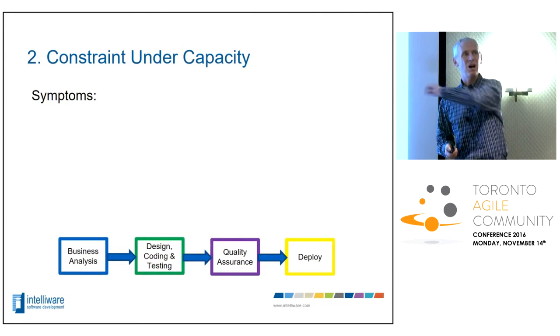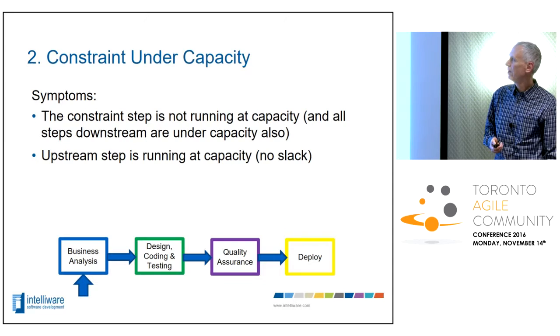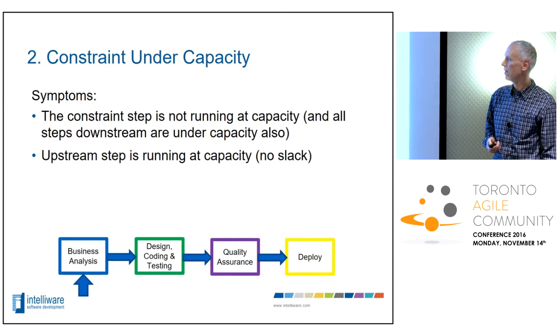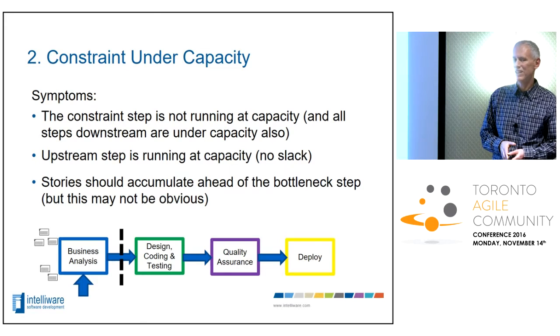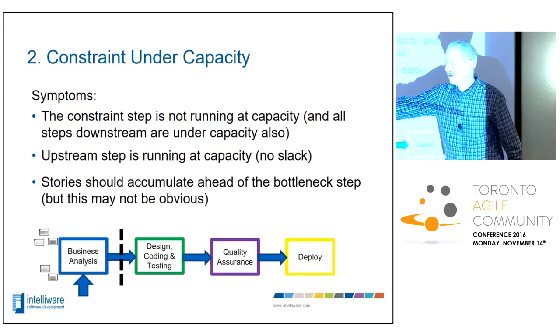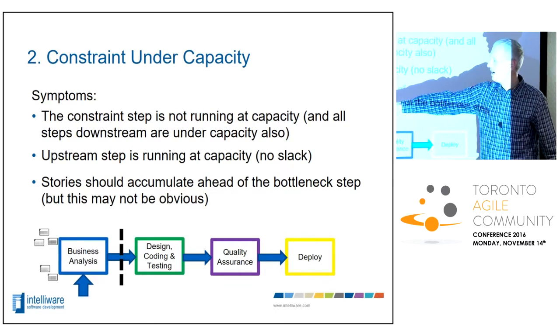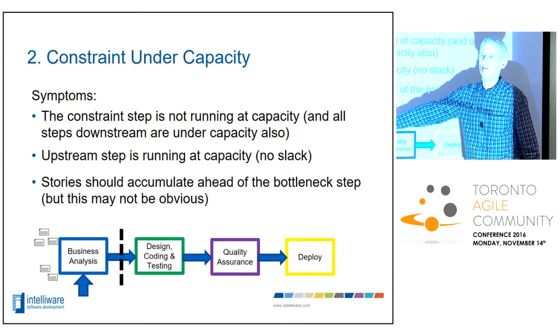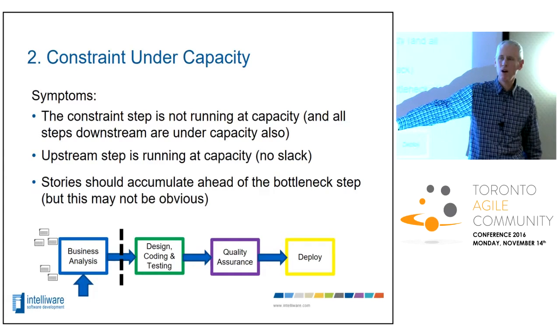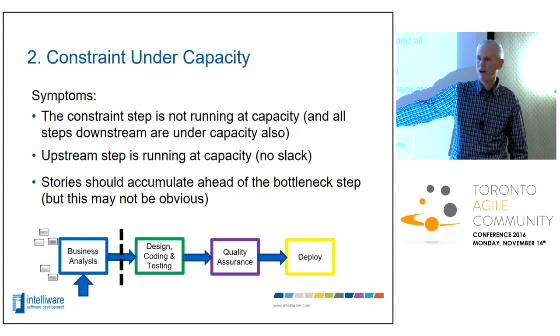This next example is the opposite of the previous one. So the constraint step is not running at capacity, and so something upstream is blocking it. So this one is kind of insidious. It's not always obvious. Often it ends up happening in business analysis. And it's insidious because you can't see, right? Stories go in. You sign up for stories for each iteration or sprint. But what happens is they don't come out fast enough to the developers, or what comes out to the developers isn't good enough quality. So this is the example I used before.